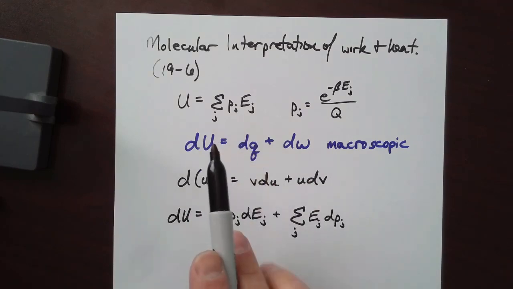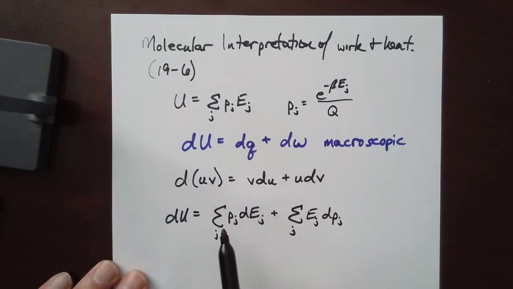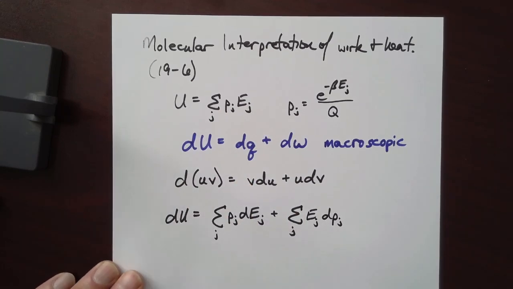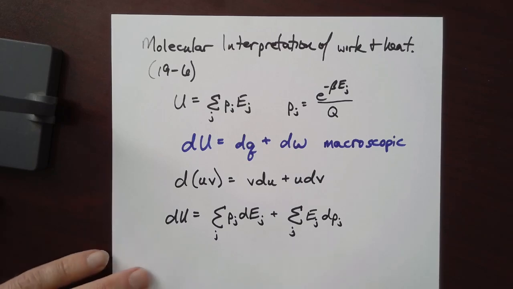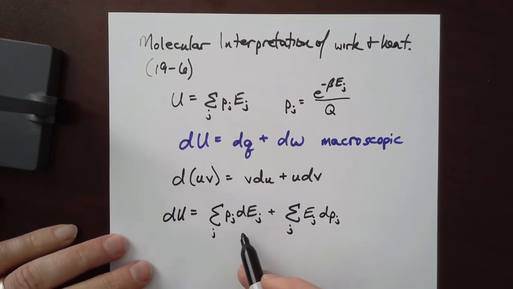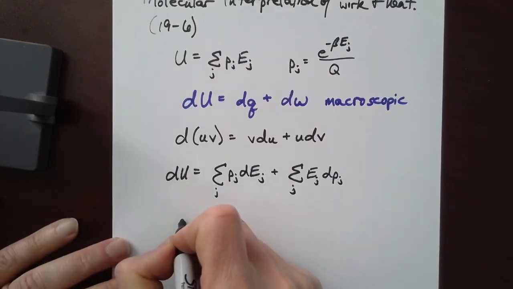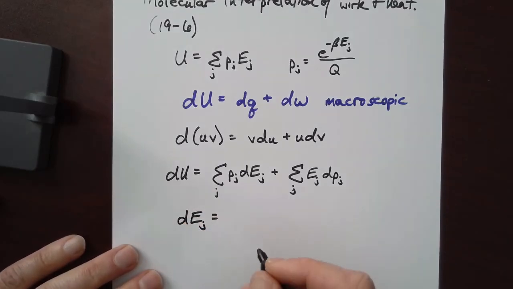So far, all we're doing is taking this equation for energy from a microscopic perspective and figuring out what our differential, dU, is. Now, we can rewrite dEj in terms of volume.